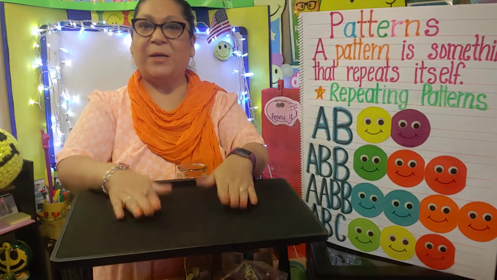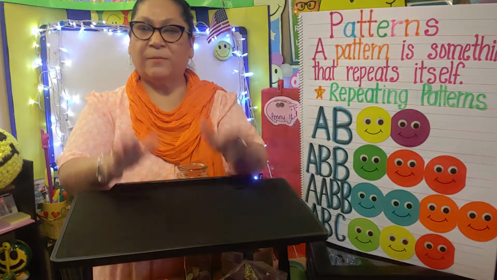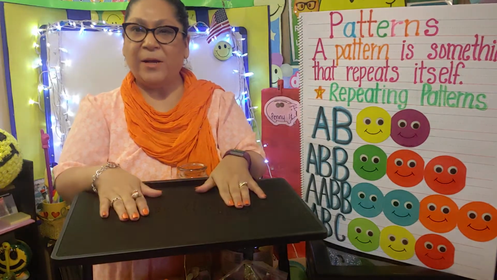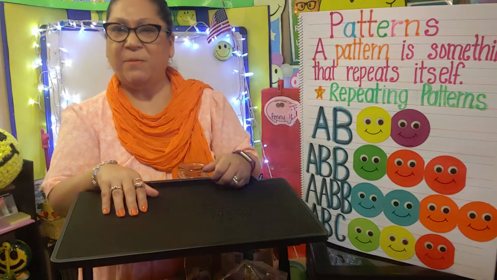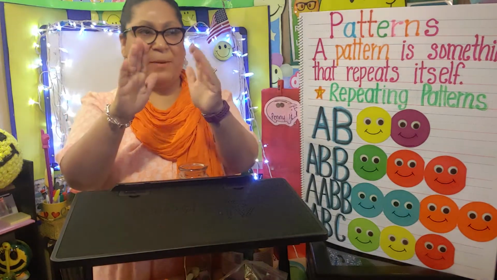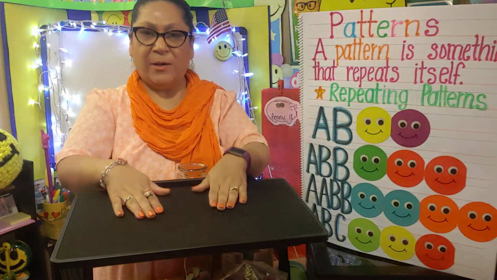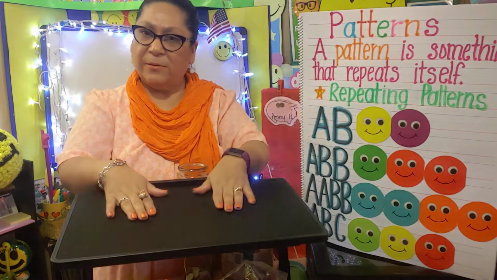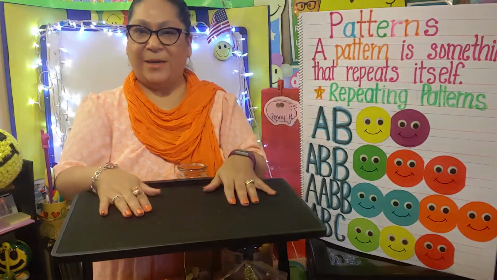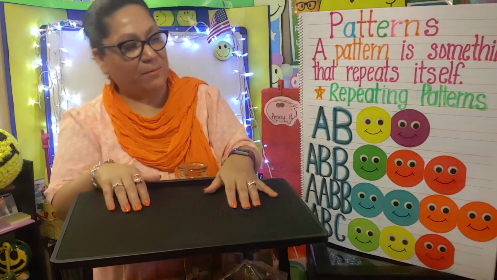Now you do it with me. This is a pattern, and this pattern is called the AAB pattern. I'm clapping up here, I'm touching the table, clapping up here. It's easy, right? Now let's change it up.